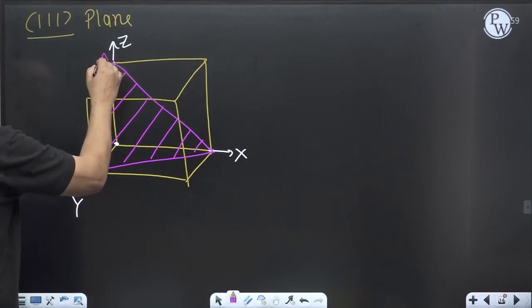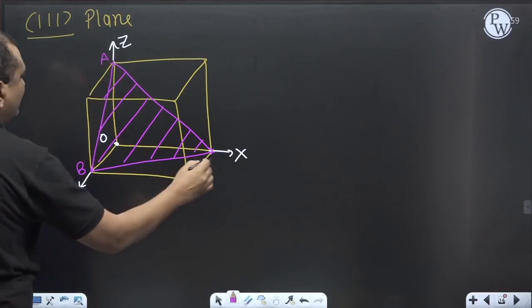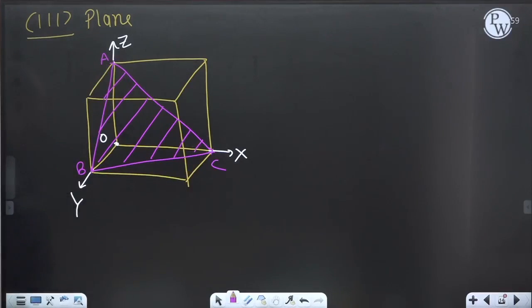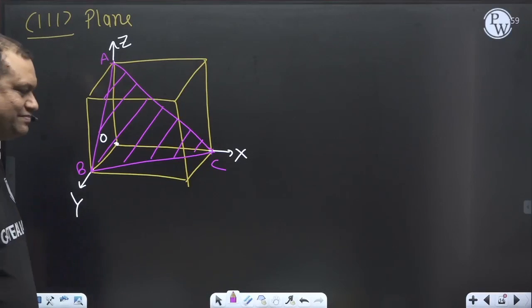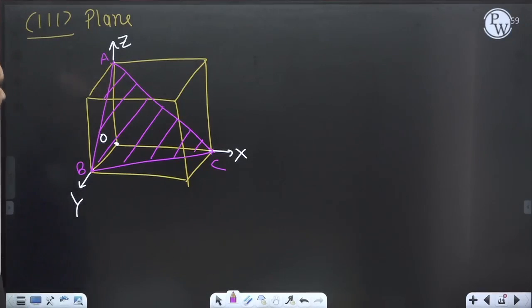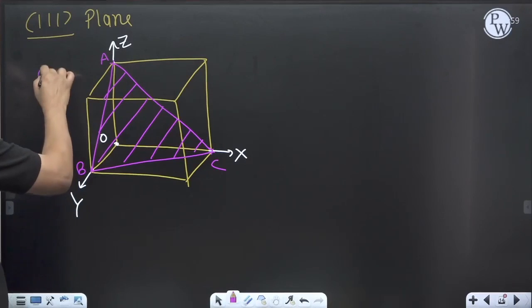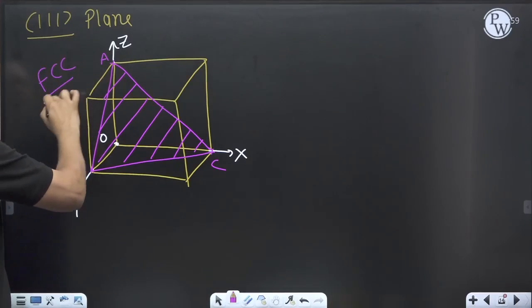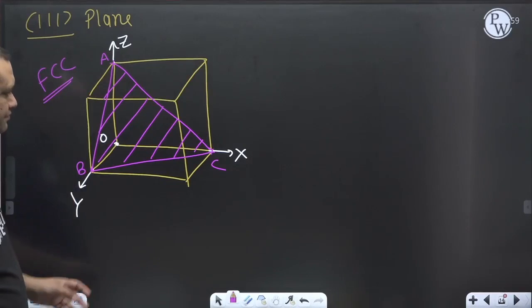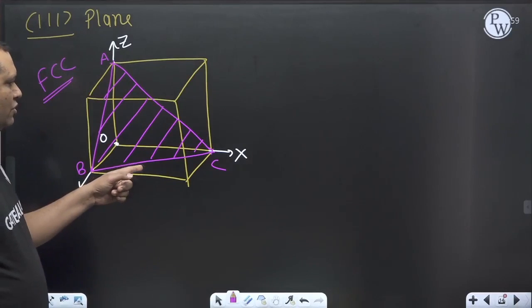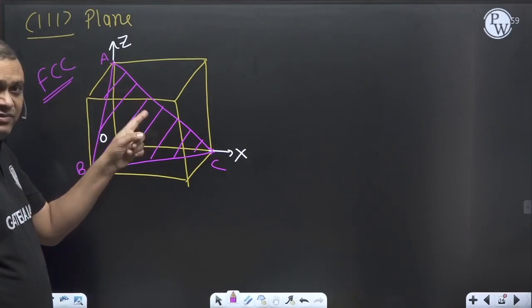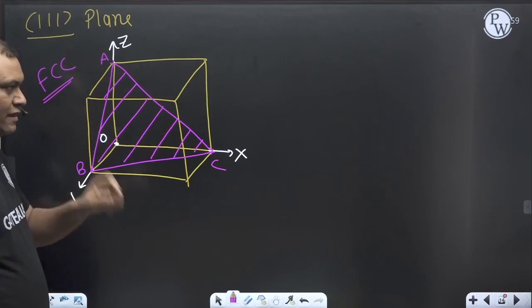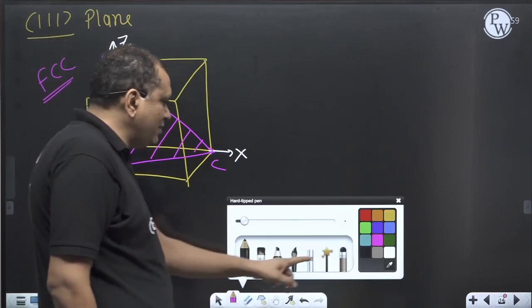Let us say A, B, C. First of all, draw the 111 plane. Now, it's an FCC crystal. So on each and every face, there will be an atom.